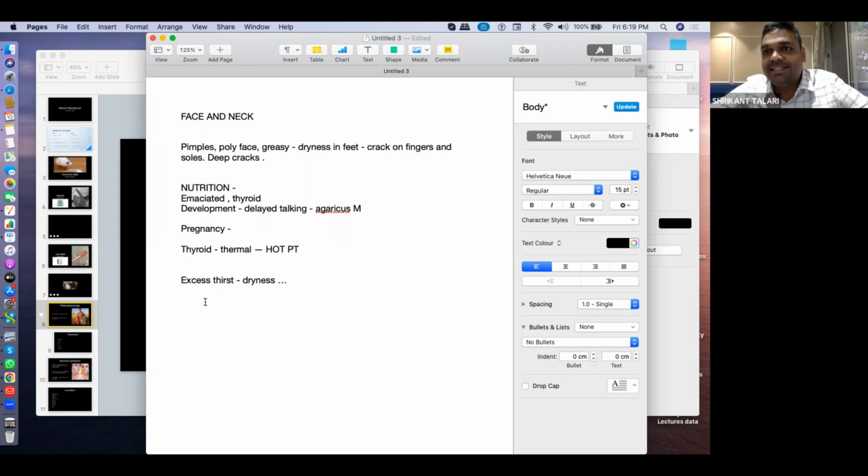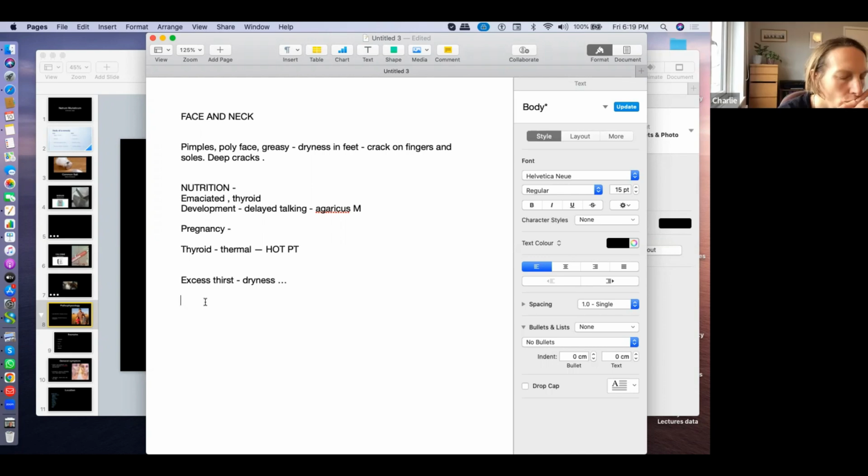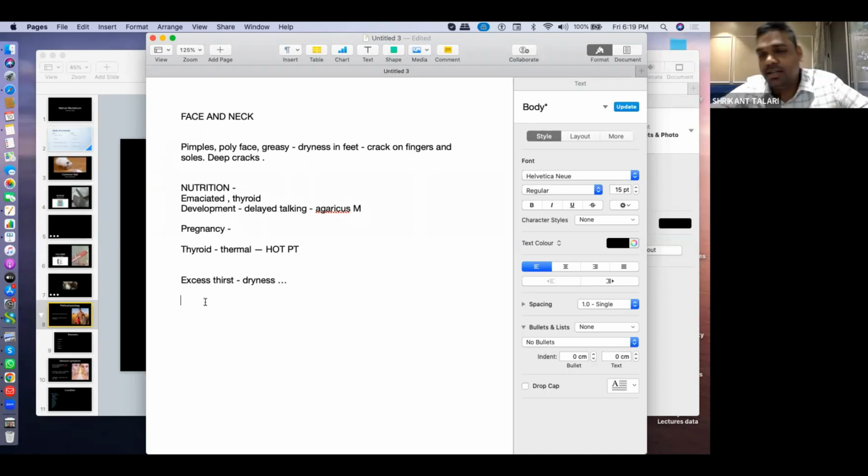So excess dryness. It's the same symptom anywhere. What else? How much more simplified can it be? There's fluid retention or dryness, retention or dryness, and malnutrition. That's all you have to remember. Whatever the location, this is what is happening. Whatever the pathology, this is what is happening.